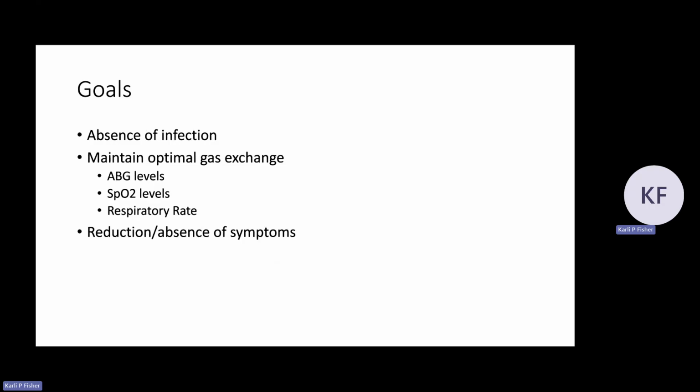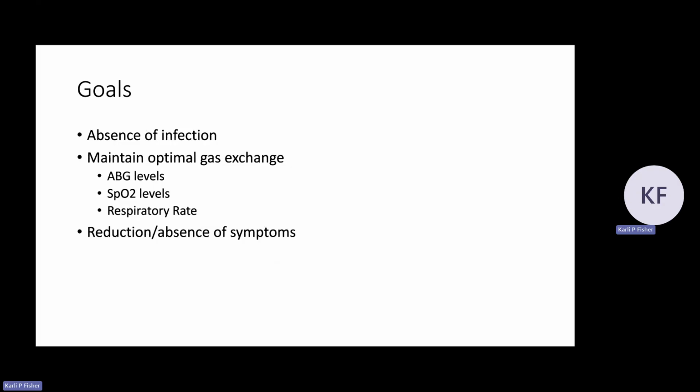All right. Usually we have a few main goals. Obviously, we want to maintain optimal gas exchange. That's our biggest goal with respiratory problems, that we want our patient to be getting effective oxygenation. We're wanting to get rid of CO2 and have enough oxygen and keep balance and homeostasis. So we're going to monitor ABG levels, SpO2 levels, and respiratory rates. Absence of infection, we either want to prevent the infection from happening in the first place, or we want to reduce or get rid of the infection that is taking place that is causing the respiratory issues. So those are the major goals.